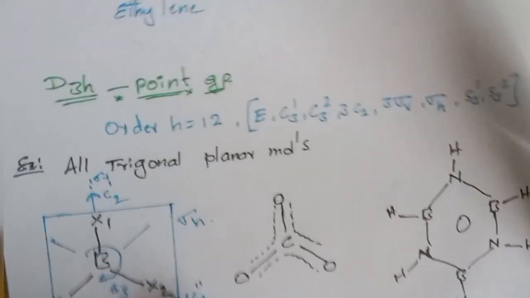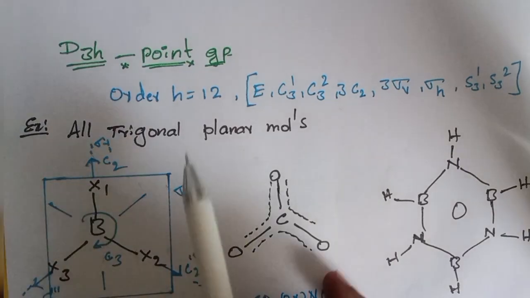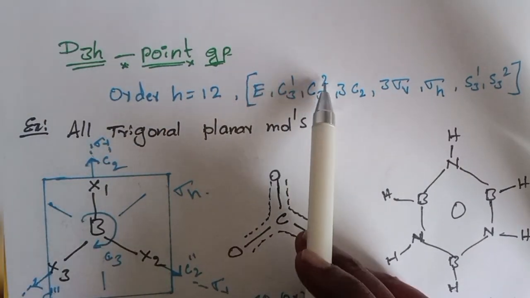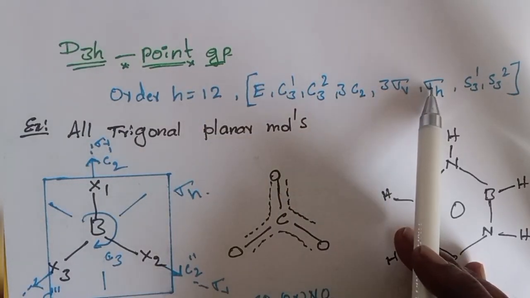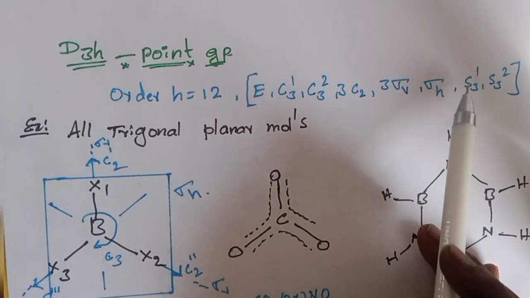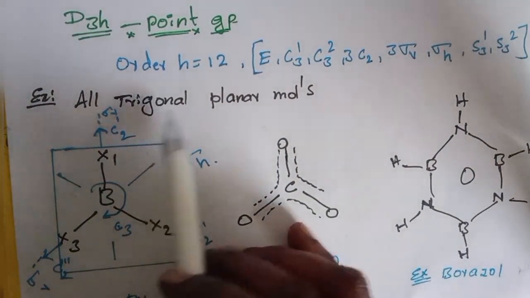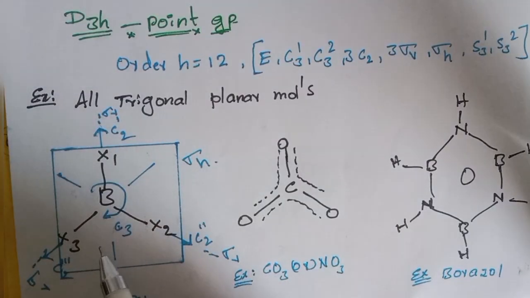Next, D3h point group. For D3h point group, order is 2n. The possible symmetry elements are E, C3 1, C3 2, 3 C2s, 3 sigma v's, sigma h and the remaining 2 S3 will be present. All trigonal planar molecules will come under the D3h point group.